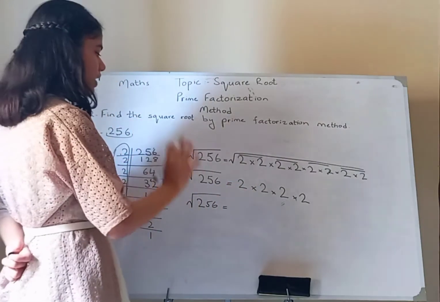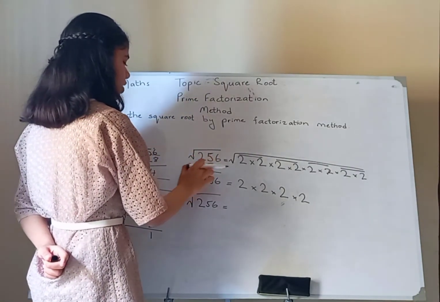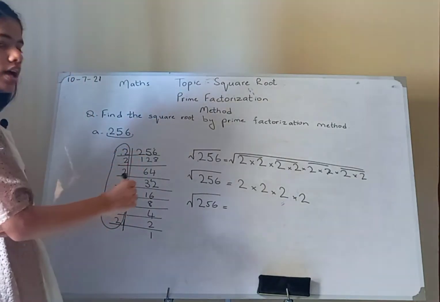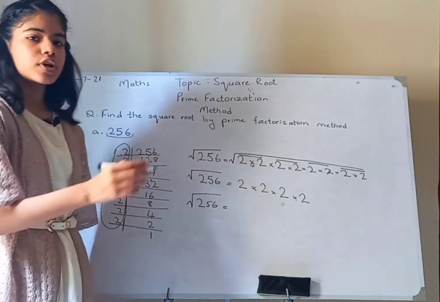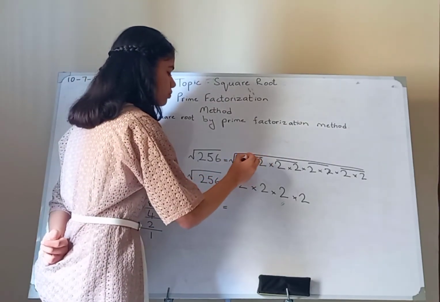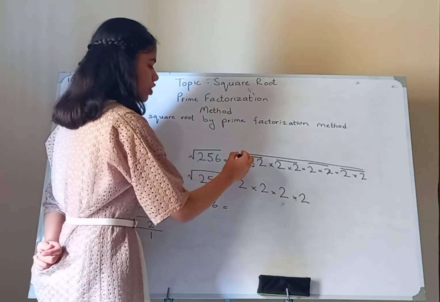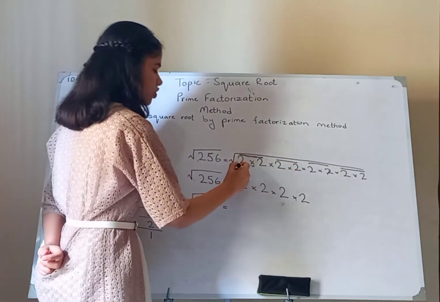So the main step is to write this number in a square root, and all the factors also in a square root with the sign of multiply, and then make pairs of the same number. And the pairs are for 2, not for 3. Just make pairs for 2, 2, 2, 2. Just like that, make pairs.